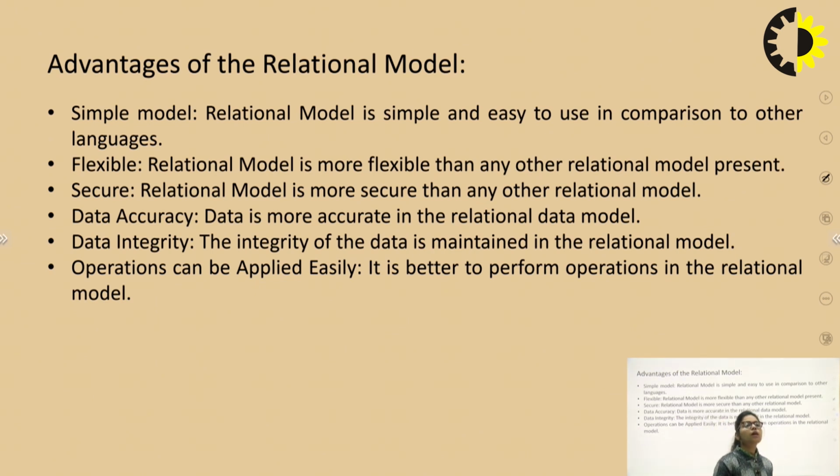Another one is data integrity. The integrity of the data is maintained in the relational model. Operations can be applied easily. It is better to perform operations in the relational model. These are the advantages of relational model: it is simple in nature, it is flexible, it is more secure, data accuracy is much better, data integrity, and etc.